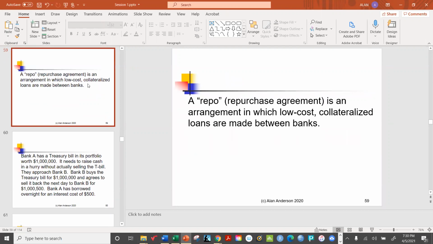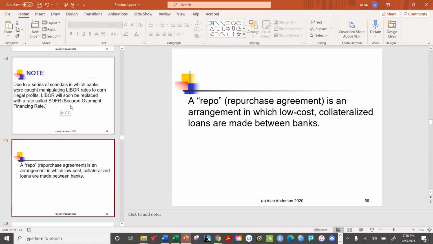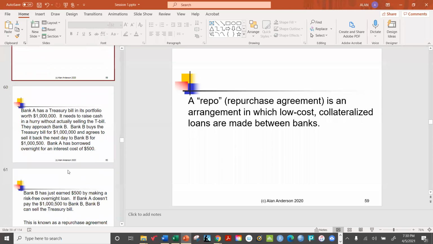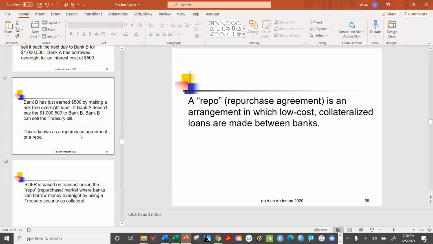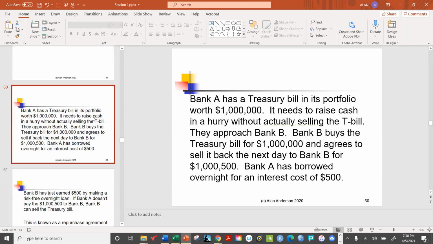Anyway, so what we have here now is the secured overnight financing rate. This ties into this notion of a repo or repurchase agreement, which is an arrangement in which low cost collateralized loans are made between banks in the United States, at least. Let me just show you a quick example of how this would work. And then this tells us what SOFR actually means. So imagine you've got two banks. You have Bank A, they have a treasury bill in its investment portfolio worth $1 million.